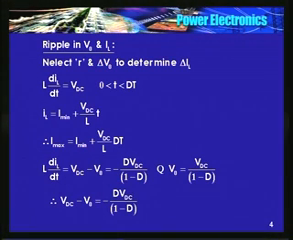Now when I open the switch, what is the equation for the inductor current? L di by dt is equal to VDC minus V0. I'll substitute for V0. V0 is given by VDC divided by 1 minus D. This should be negative, only then current will fall. In other words, V0 should be higher than VDC. That is the essential condition. So VDC minus V0 is given by minus D VDC divided by 1 minus D.